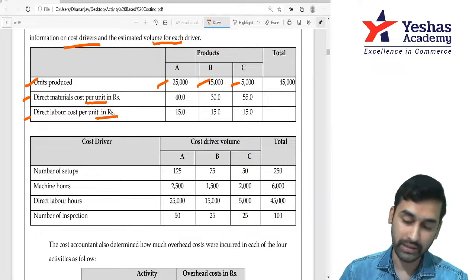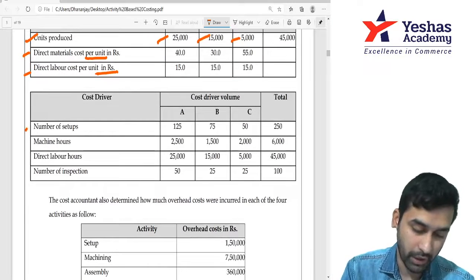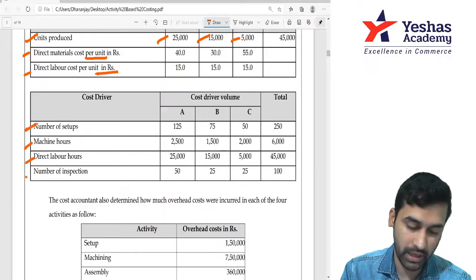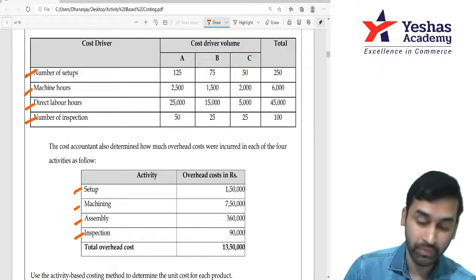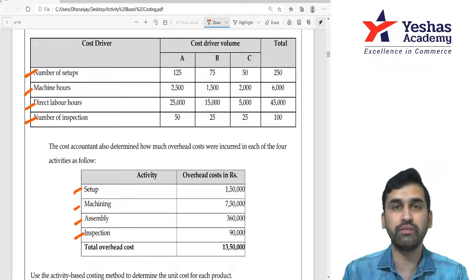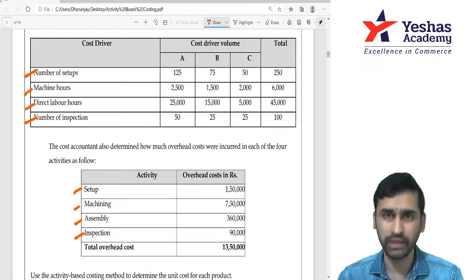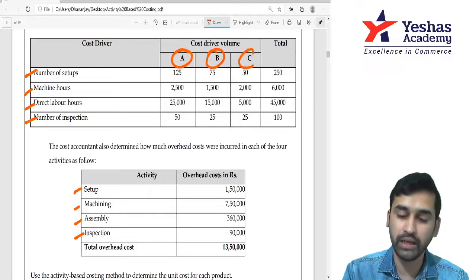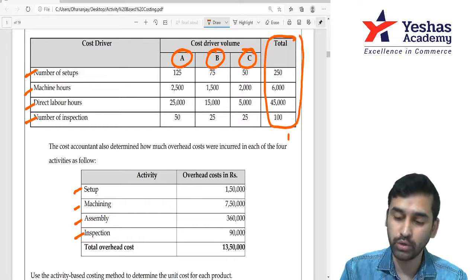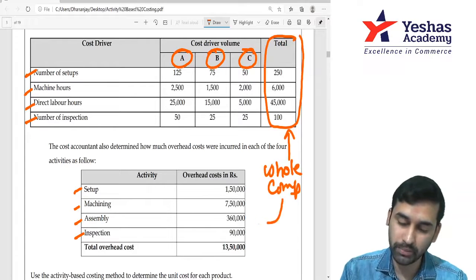Correct. And that depends on 4 different departments. That's what they are saying. Look at this. Number of setups, machine hours, labor hours, number of inspections. And here you have the amount: setup cost, machining cost, assembly cost, inspection cost. In my first problem, all of this is given in one table, right? But here they have given separately. And previous problem we had single batch, but here we have 3 products A, B and C, and then the totals are given. Now total, this is for the whole company.